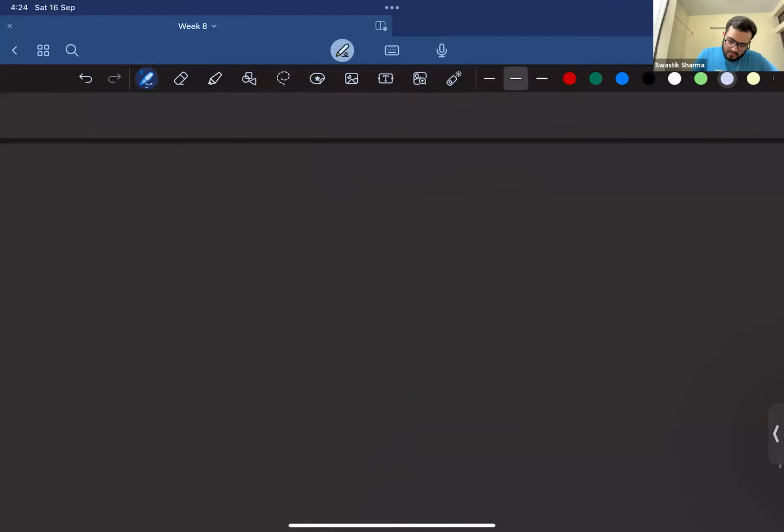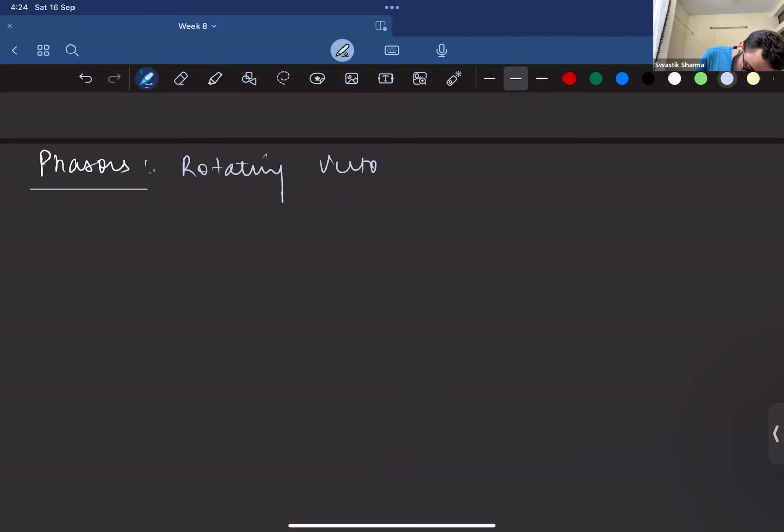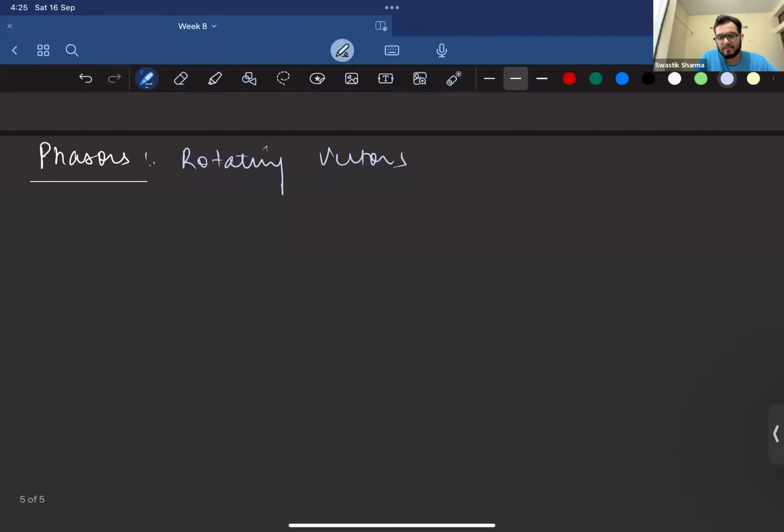Okay, so there is one more interesting concept and it's called phasors. So what are phasors? Phasors are rotating vectors, right? What are vectors? Vectors are the ones that depict both the magnitude and the direction of any quantity, right? So what do we mean by phasors and why is it of interest to us? So first let's clarify what exactly a phasor is.